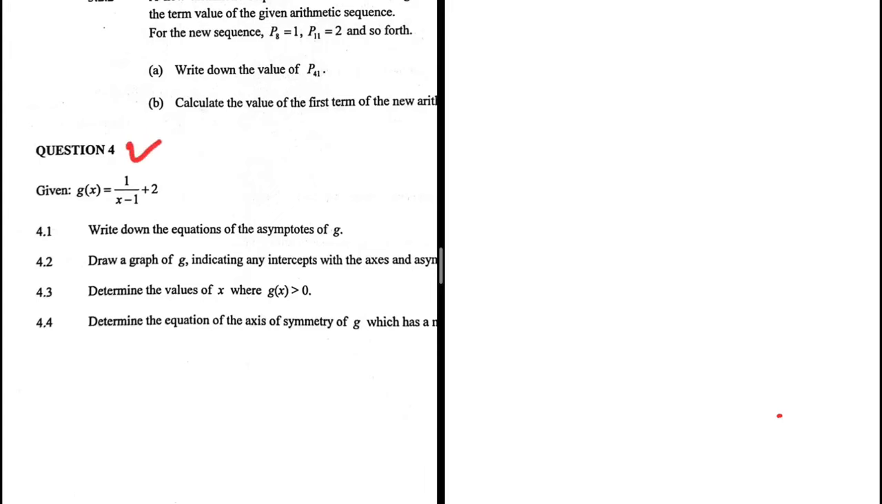This question 4 is probably the easiest I've seen in a long time. Let's go ahead and take a look at it and see what we can do. First question, 4.1, write down the equations of the asymptotes of g of x. So we have g of x being equal to 1 divided by x minus 1 plus 2.